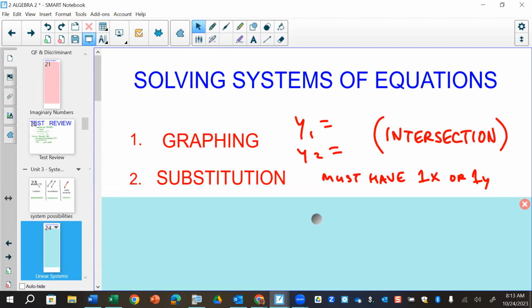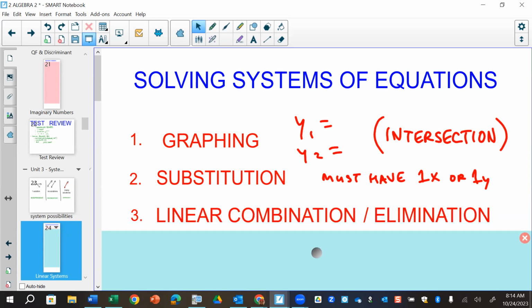Substitution, which seems to be a favorite, not my favorite, but it's okay. You're looking for something that has a 1x or a 1y usually to do substitution. The third one you should already know has many names. I've heard it called linear combination or elimination. I've heard it called addition method, multiplication method. When you see it, you'll recognize it. Those are the big three you've known for a couple years already.